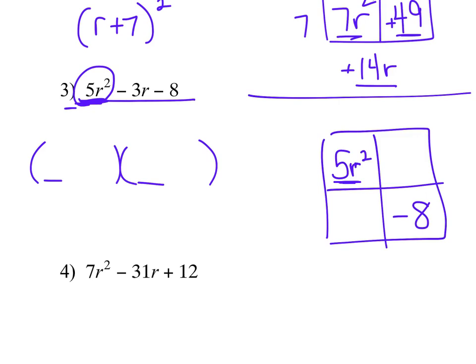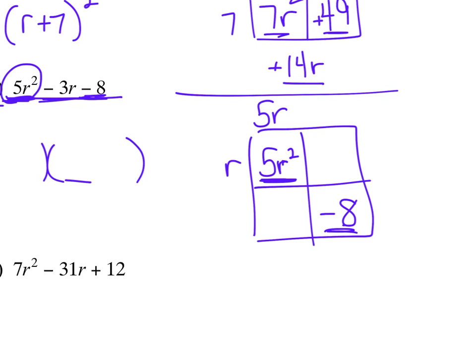So our guess is, what 2 things multiply to give me 5r squared? Well, I'm going to go with 5r and r. Okay, and r has to be in both spots or it's just not going to add up to the 3r. So the numbers are the ones that you have to play with. So then we have -8. 2 things have to multiply to -8. So when we're multiplying to a negative, one of them has to be negative. So we just have to be aware of that.